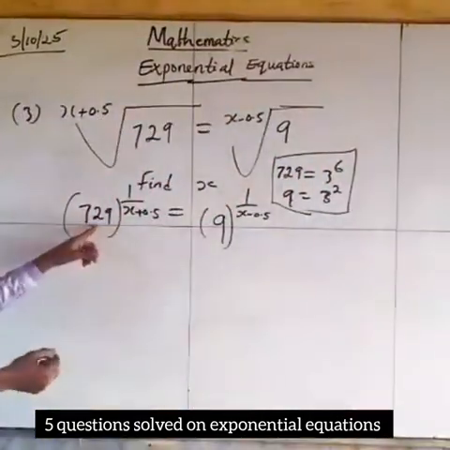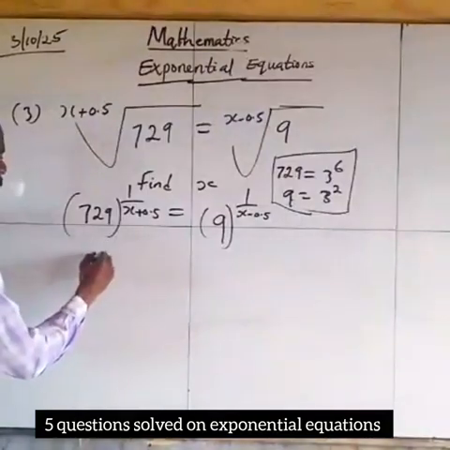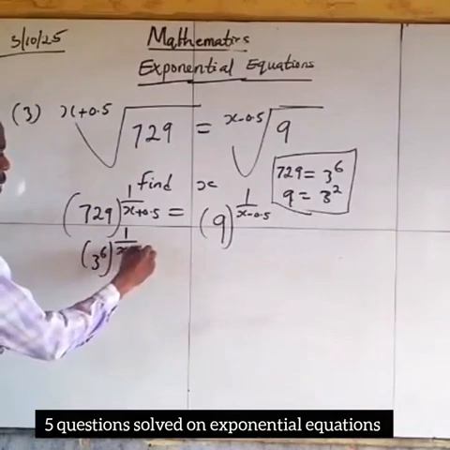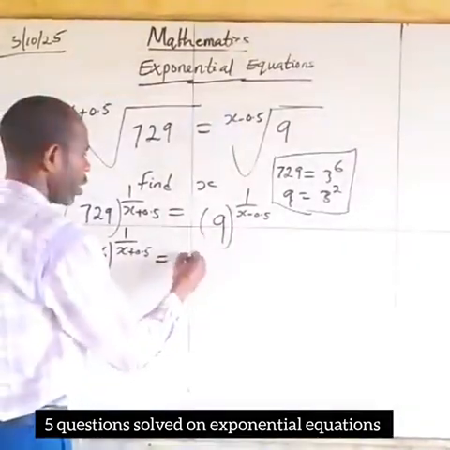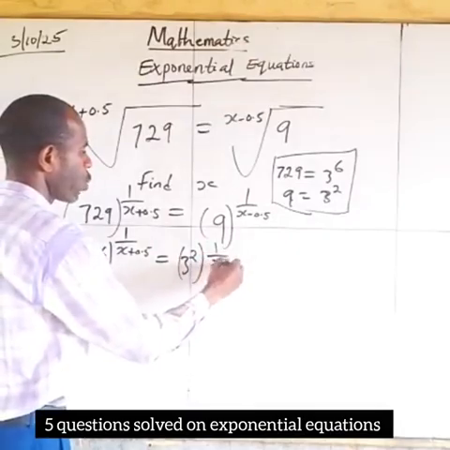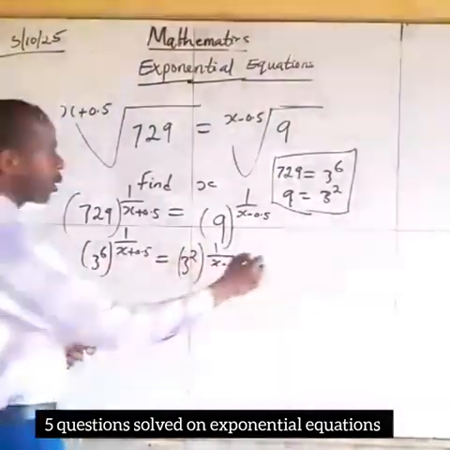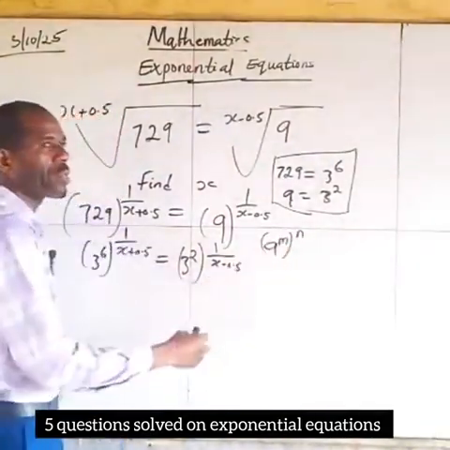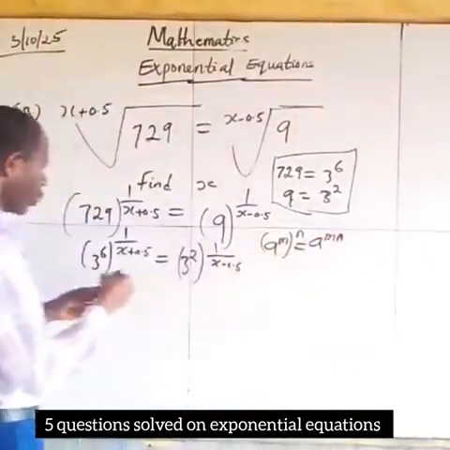Now let us break this one down to this. Inside here becomes 3 raised to the power 6, then we're having 1 over x plus 0.5, equal to 3 raised to the power 2, with another exponent here, which is 1 over x minus 0.5. Now we remember this law of indices: a raised to the power m, and we're having another power n outside, will give us a raised to the power mn. So we are going to multiply this now.